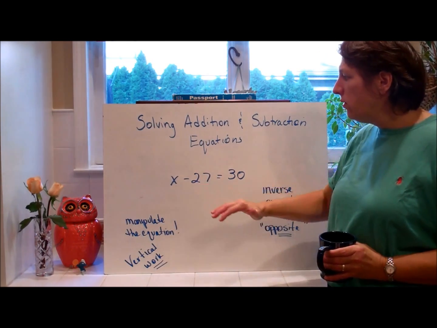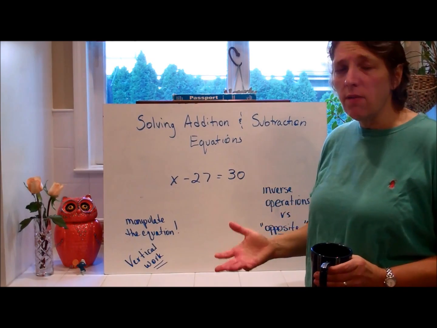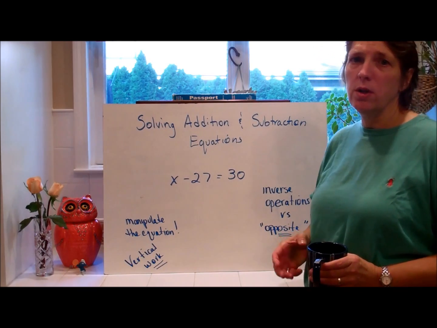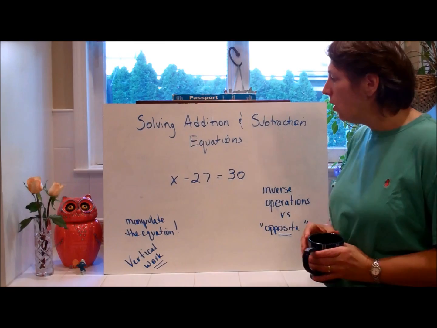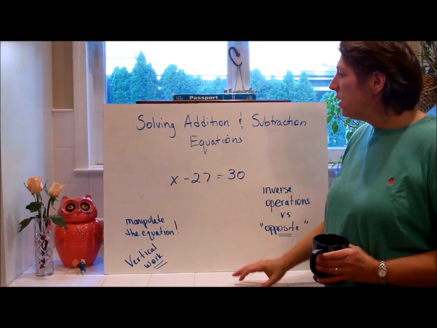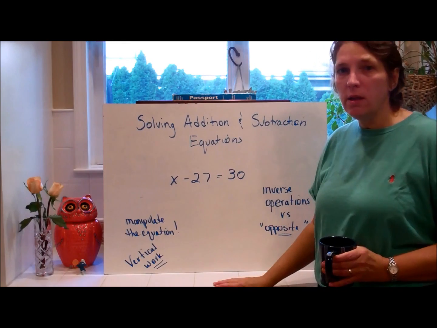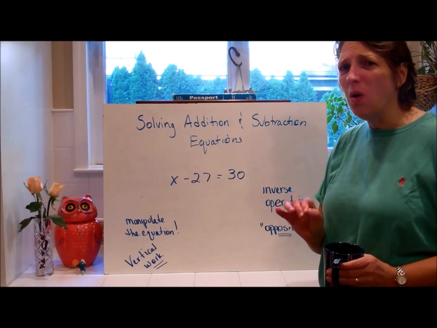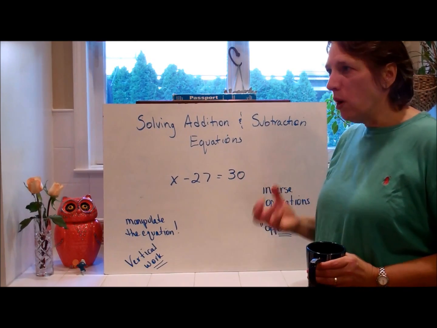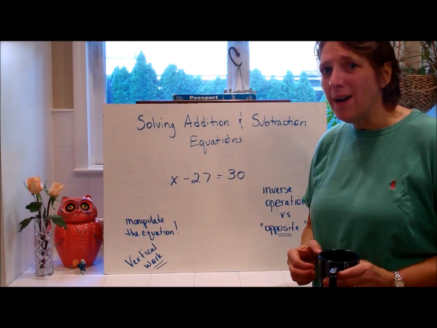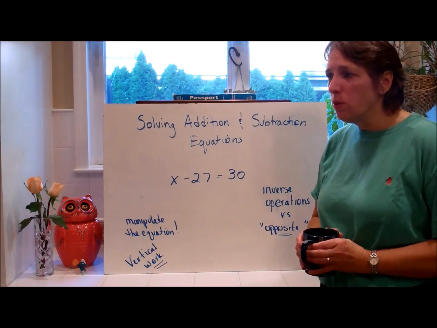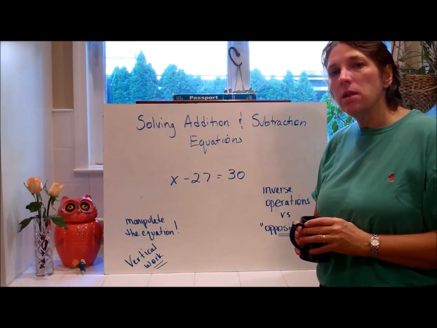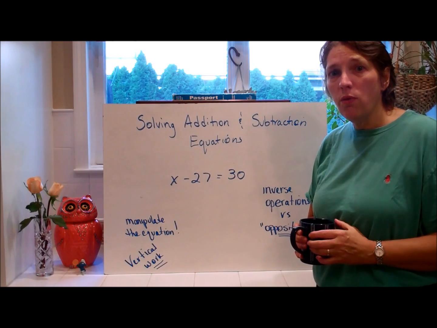So in order to solve for the variable, even though we already know the answer is 57, we still have to show the work and the process, because it's not about the answer this year, it's about the process and showing your work. So if we're subtracting 27, how do we manipulate the equation to isolate x? Because whenever we solve an equation, that's our goal, is to isolate the x on one side and have a coefficient of positive 1. Very important to remember that.